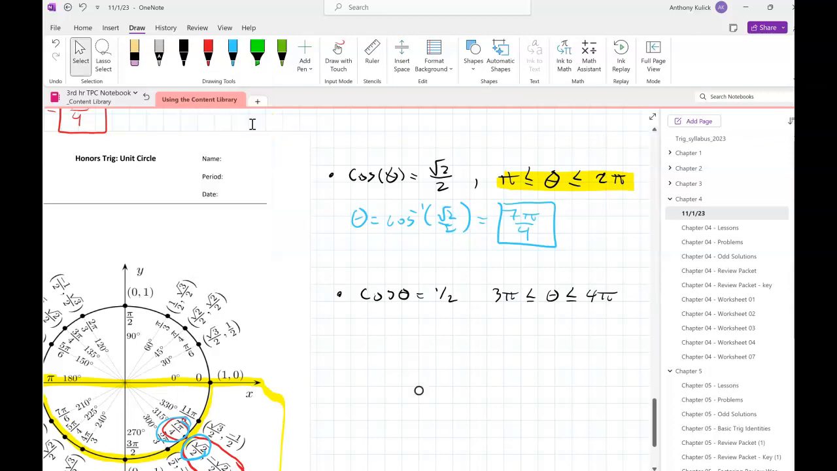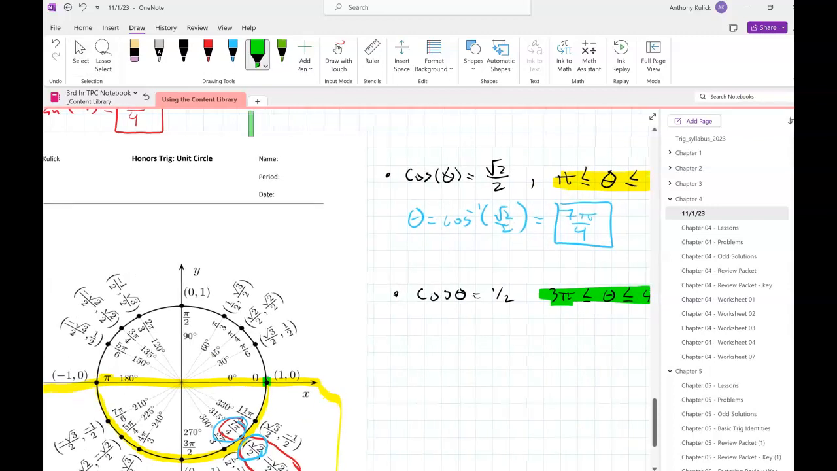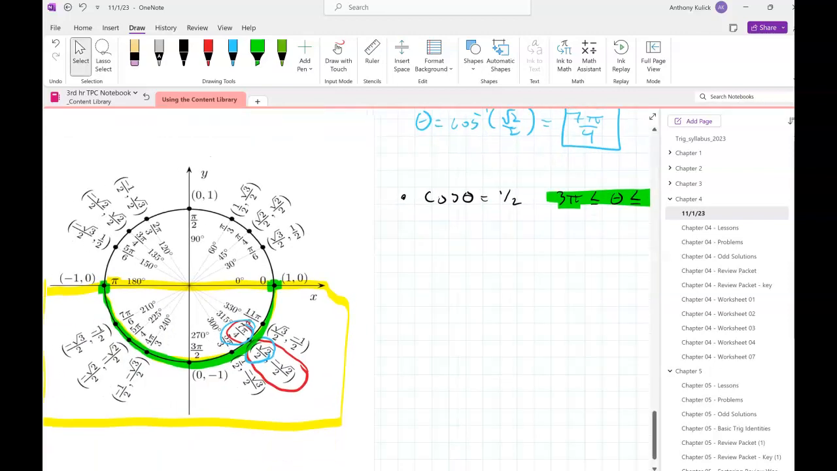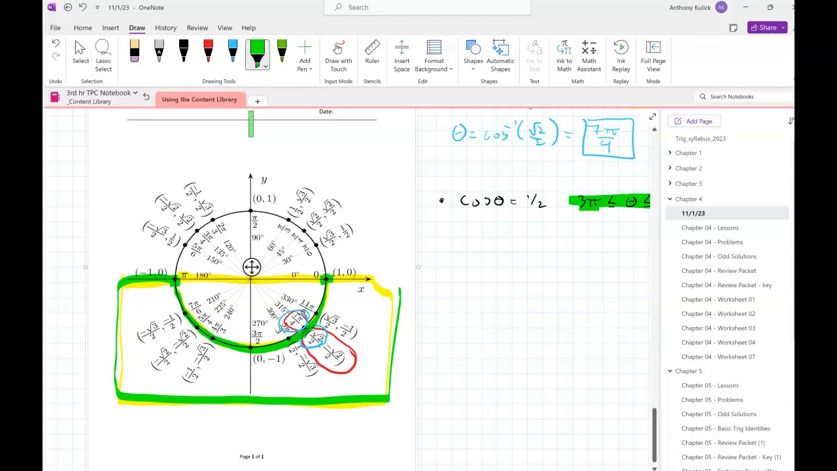What if we have cosine of theta equals 1/2 between 3 pi and 4 pi? My first step is I'm going to go to my unit circle and figure out what quadrants are covered by 3 pi to 4 pi. So starting at 0, that's 1 pi, 2 pi, 3 pi starts here, and we go all the way to 4 pi. So 3 pi to 4 pi is still quadrants 3 and 4. Correct?